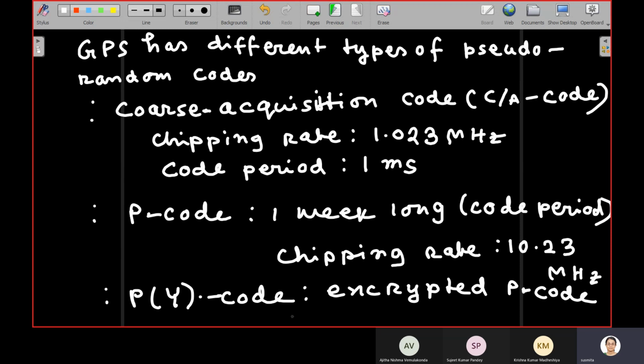Without the code, they have to do processing. That provision is also there, but it will not be as accurate as the one where the user can decrypt the PY code to get the actual P code. So these two codes, coarse acquisition and PY code, were present in all the satellites from the beginning.